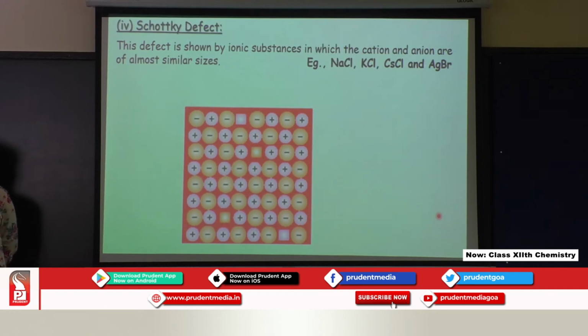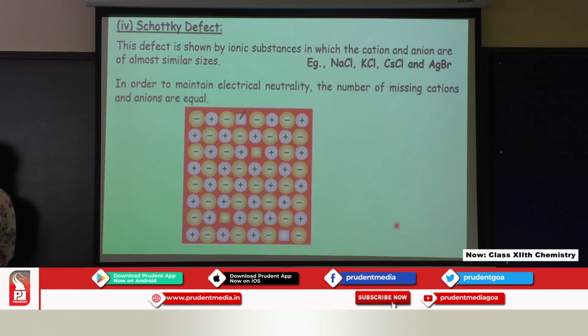Coming to a Schottky defect, this defect again is shown by ionic substances only, and this is in those ionic compounds where the cation and anion have almost similar sizes. Some examples are sodium chloride, potassium chloride, cesium chloride and silver bromide. From the figure, you will notice that there are two cations which are missing and there are two anions missing from the crystal.